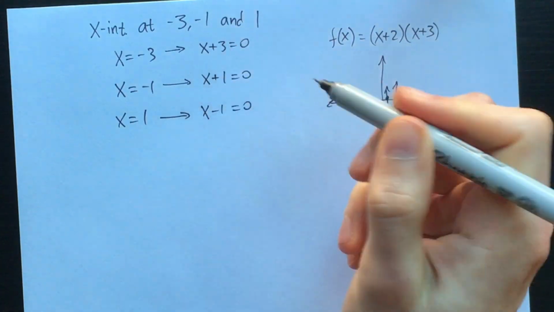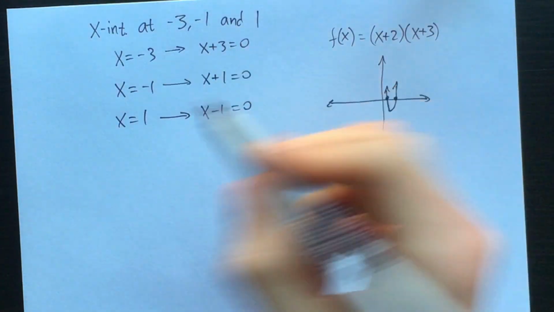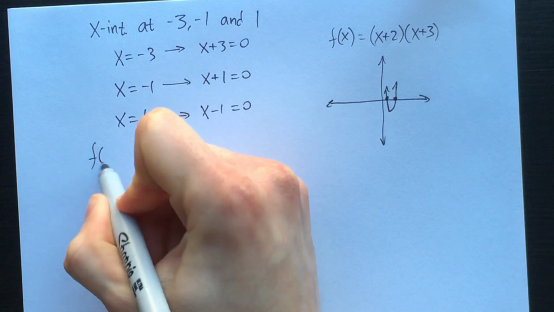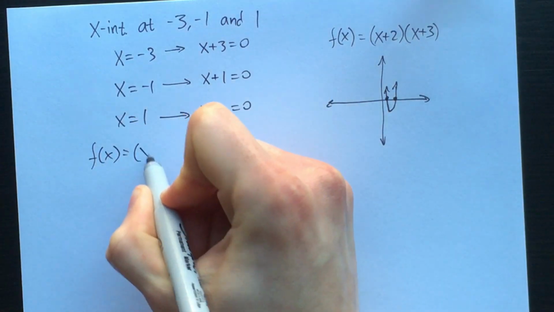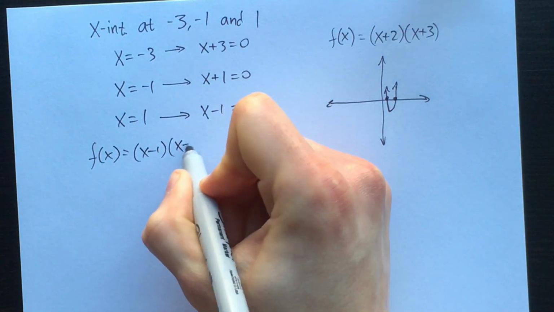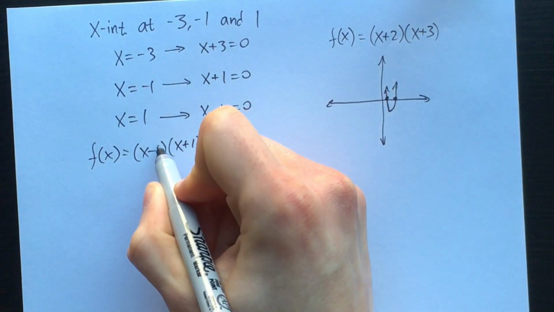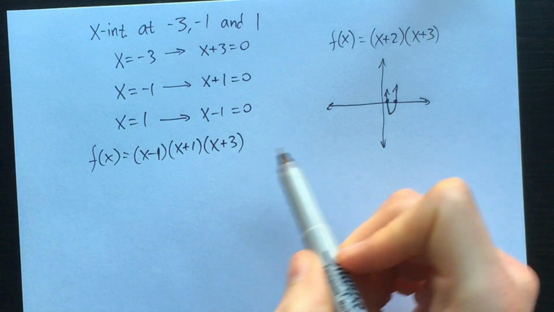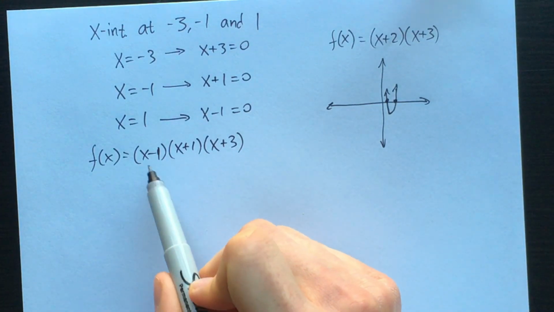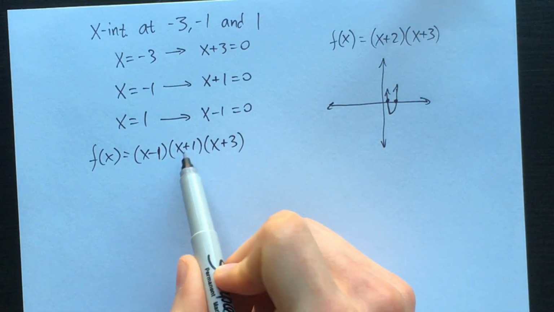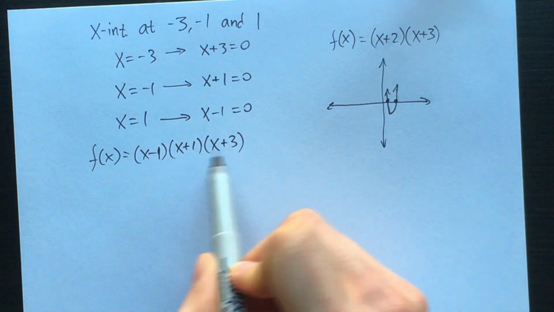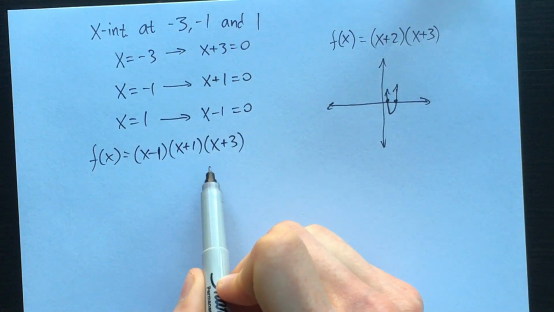So these were all factors of whatever f is. So we can say that f could be x minus 1, x plus 1, x plus 3, like that, right? Because again, think about it. You're saying that these are all factors. So if any one of them is 0, then the entire thing goes to 0.